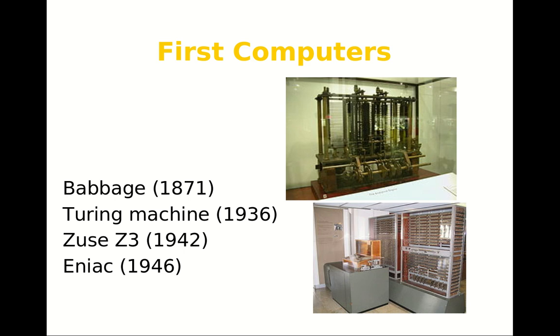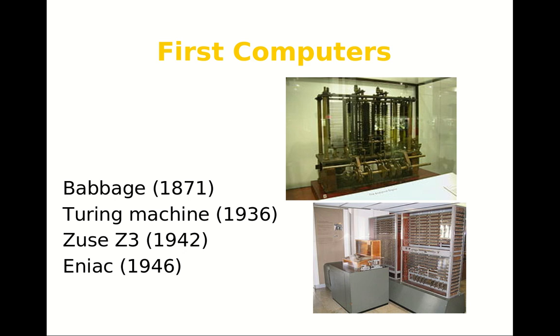So this happened in 1871, and here we see a replica of this steam computer that was actually never finished in Mr. Babbage's lifetime. And then we remember what happened after that. Not so much happened until around the Second World War. So we had the Turing machine, which was a kind of theoretic precursor of computers that happened in the year 1936.